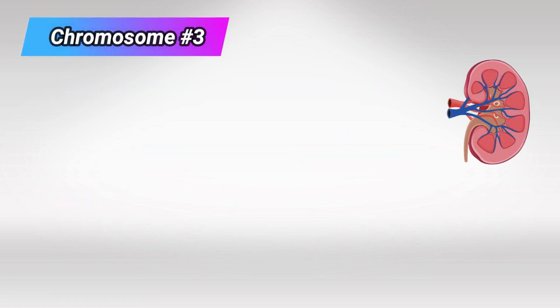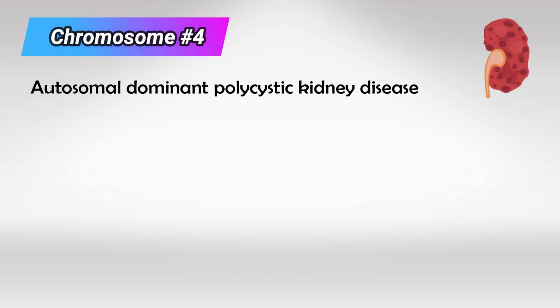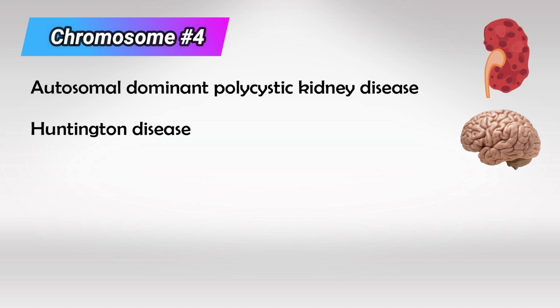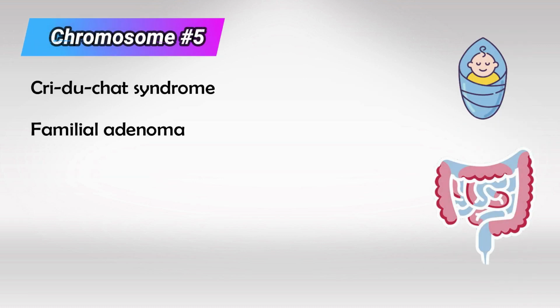Mutations in chromosome number 3 produce von Hippel-Lindau syndrome and renal cell carcinomas. So remember chromosome 3 for diseases that contain 3 words. Mutations in chromosome 4 produce autosomal dominant polycystic kidney disease, which we see in adults, Huntington disease, and achondroplasia. Mutations in chromosome 5 produce Cri-du-chat syndrome and familial adenomatous polyposis.